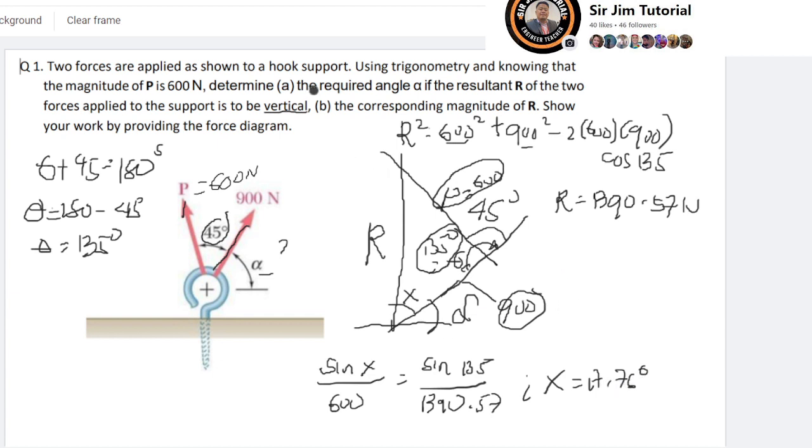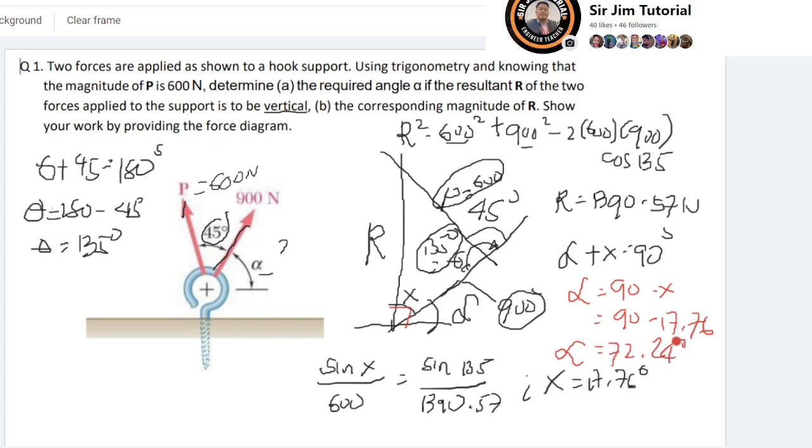Now, what is alpha? The question is to compute for alpha. Alpha plus x is actually 90 degrees, right? See, this one is 90 degrees. So therefore, alpha is just 90 minus x. Since x is 17.76, it is 90 minus 17.76. Therefore, alpha is equal to 72.24 degrees.